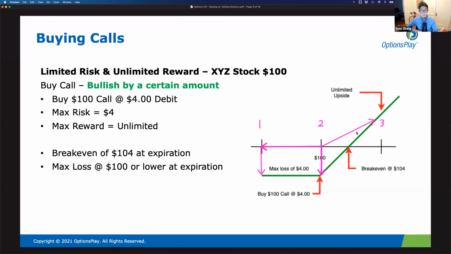And sometimes the call option may not just be $4. It might be $10 or $15. The more expensive that call option is, the more the stock needs to move before you're profitable.